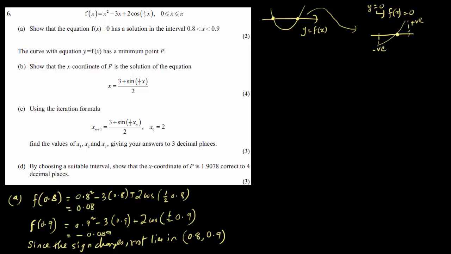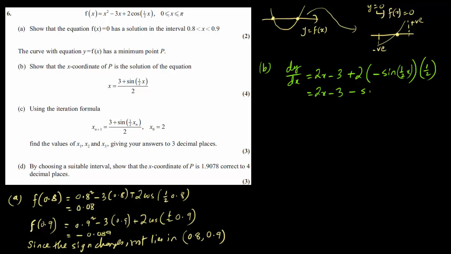Question number B, we have to find the x coordinate of the minimum point. So for that we need to use the concept of minimum point from C2. So we know at the turning point dy by dx equals 0. So let's find dy by dx. So dy by dx: x squared is going to be twice x. Thrice x derivative is 3. Plus 2 is the constant, cos theta is minus sine theta, into chain rule d by dx of half x is half. So it turns out to be twice x minus 3 minus sine half x. This 2 and this 2 cancel off.